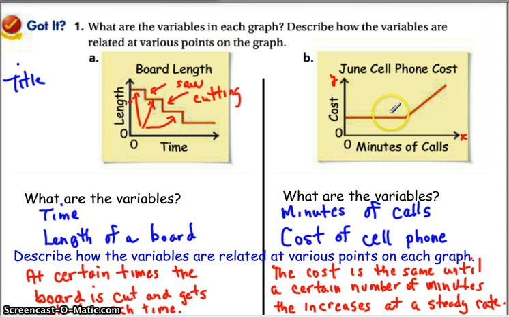Maybe it's one of those plans where you get 100 minutes, let's just guess, and then you're charged for each minute after that at a constant rate. That seems to be what it is. So cost is the same up to whatever this point is, and we don't need the numbers, we just need to understand the relationship. After this certain point is reached in number of minutes, the cost then increases at, it looks like, a constant rate.